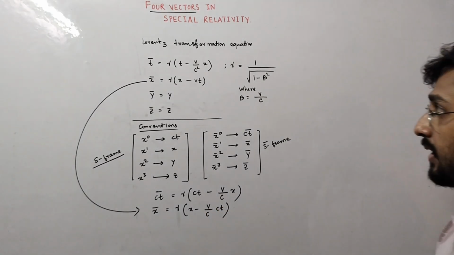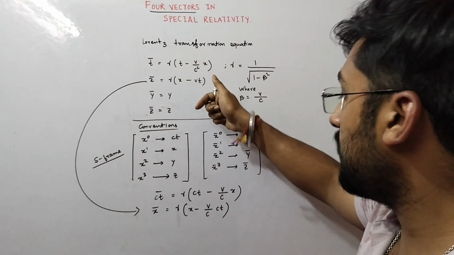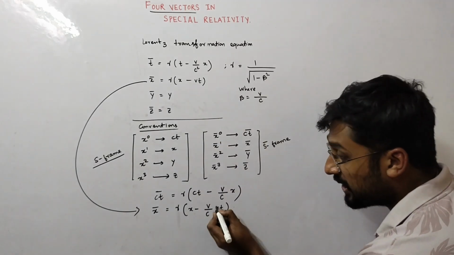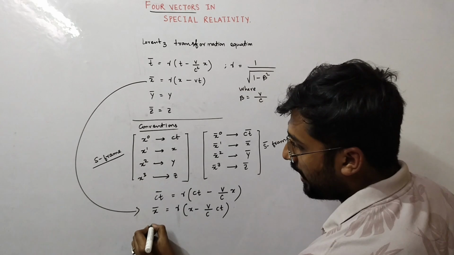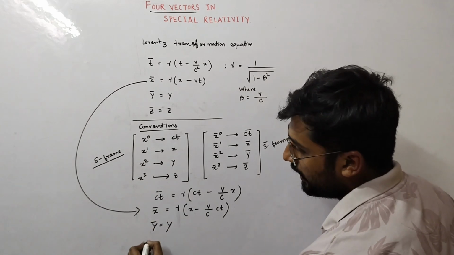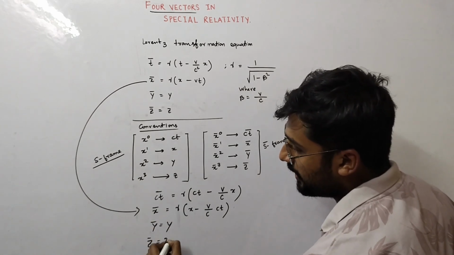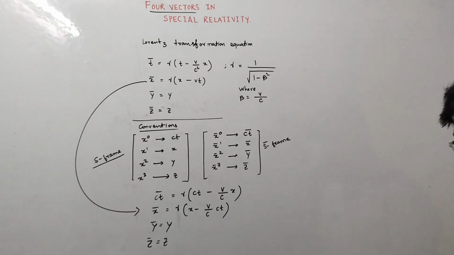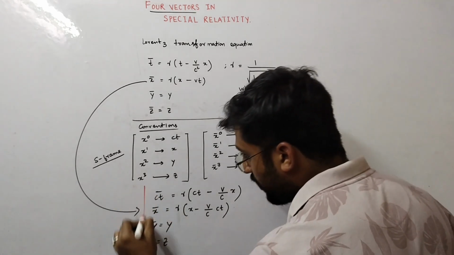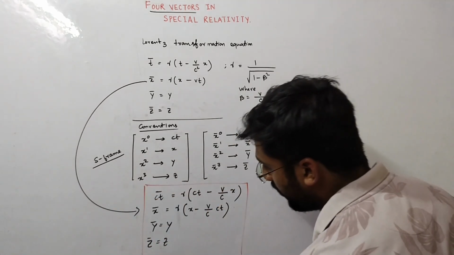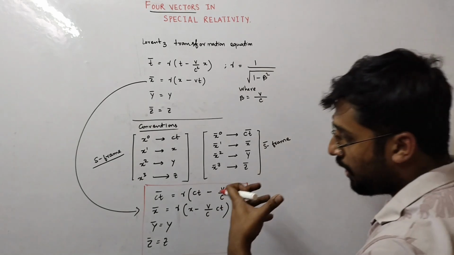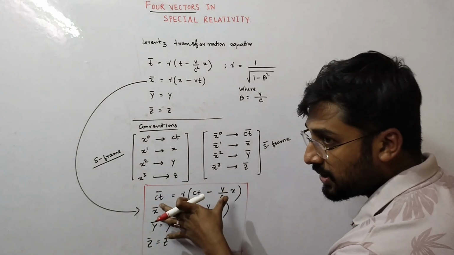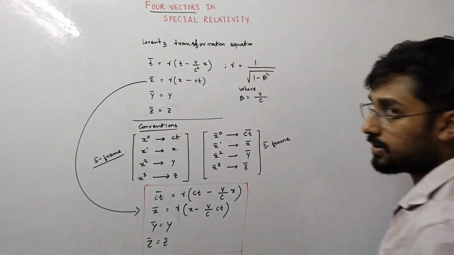Have you followed what I've done? I've divided with C and I've multiplied with C. So now this is the time component and this is what it becomes. In the case of Y bar it remains the same. In the case of Z bar it remains the same, right? So as you have seen, these are the equations that I would require. Now I'll try to express these equations in terms of this equation.